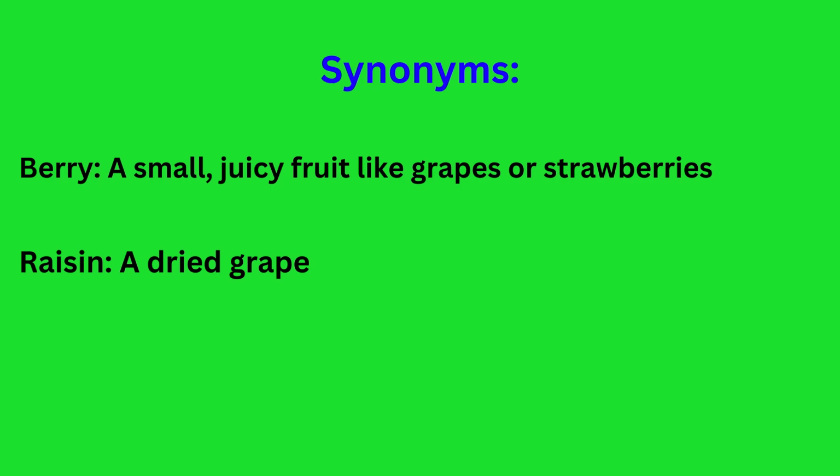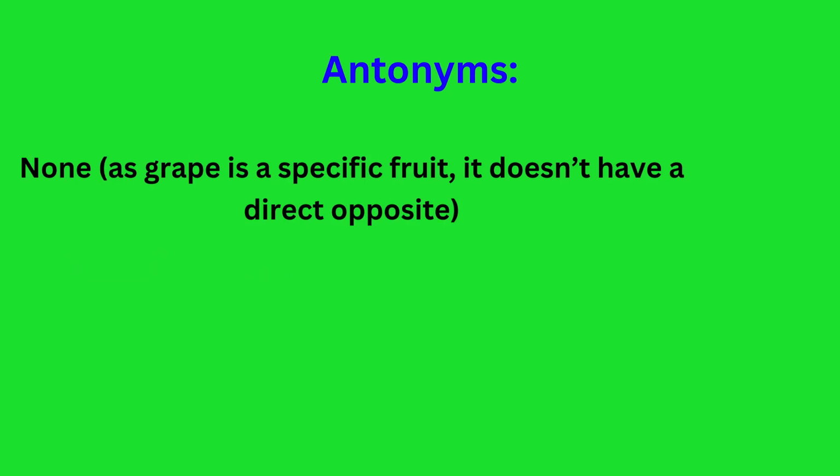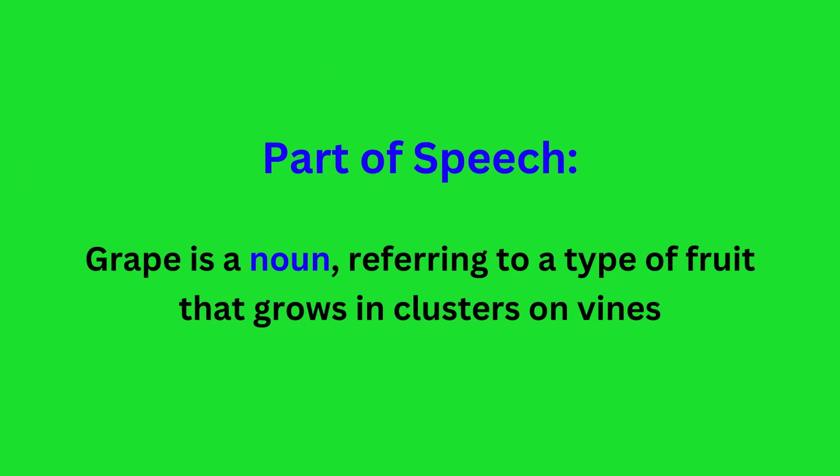Synonyms. Some related terms for grape are berry, a small juicy fruit like grapes or strawberries. Raisin, a dried grape. Antonyms. The opposite of grape would be none, as grape is a specific fruit. It doesn't have a direct opposite. Part of speech. Grape is a noun referring to a type of fruit that grows in clusters on vines.